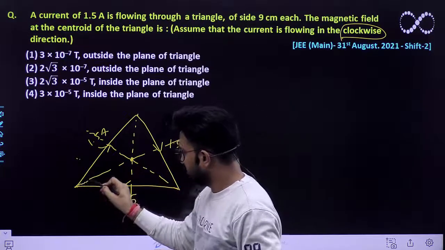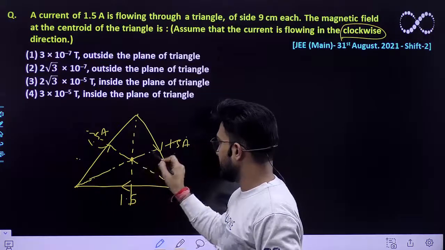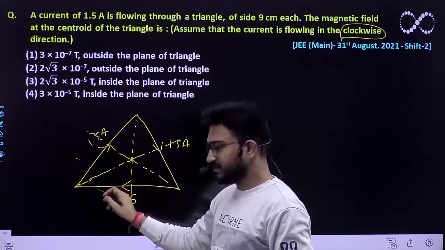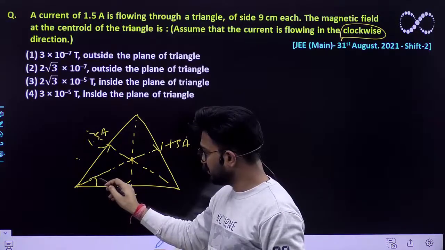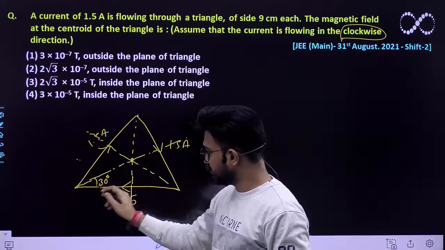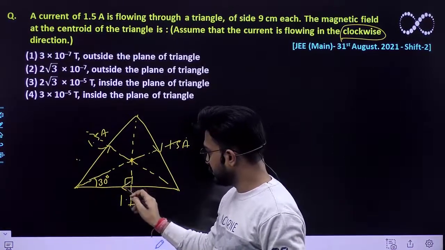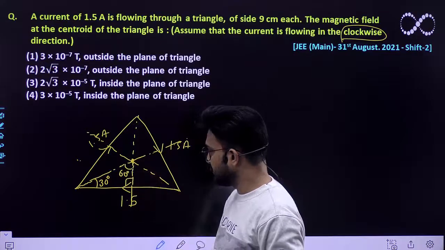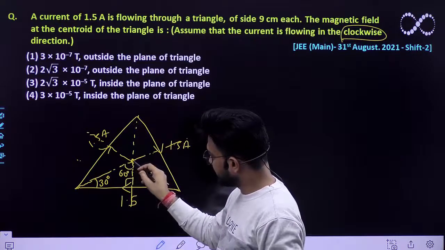When it is a median bisector and it is an equilateral triangle, that means the whole angle of the triangle is 60 degrees, so this angle must be equal to 30 degrees. In this particular triangle this is 90 degrees, so this must be equal to 60 degrees, don't you think? And you need to find out the magnetic field at this particular point.